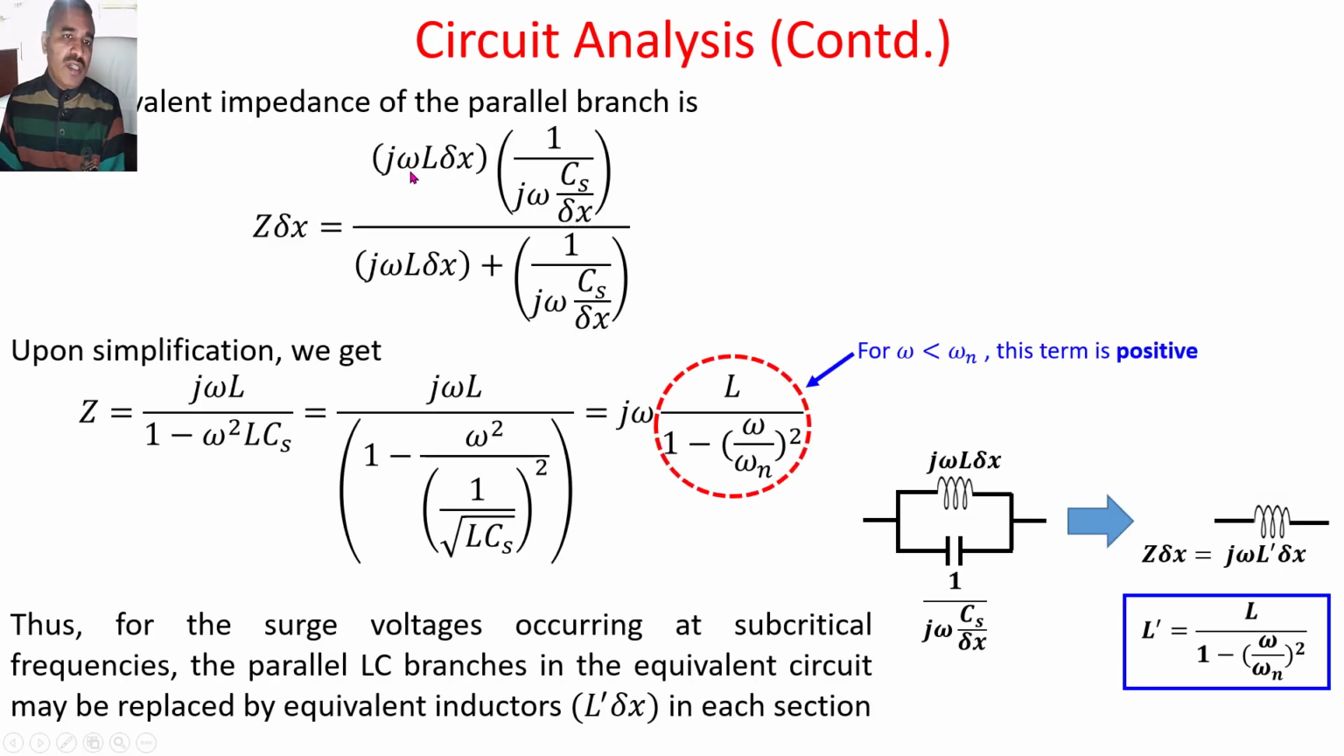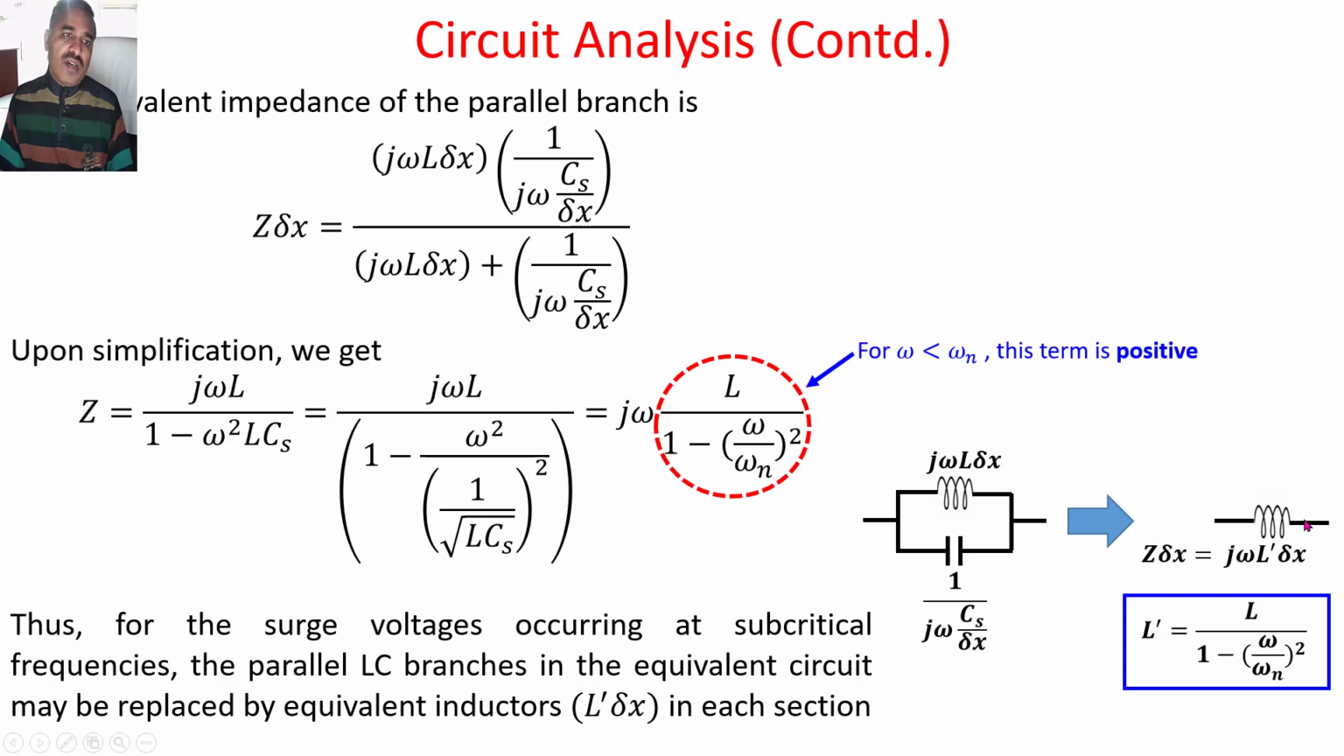Now the equivalent impedance can be found using this formula, and upon a little simplification, you can show that it becomes j omega into L by 1 minus omega by omega n whole square. This quantity is a frequency dependent inductance that can be introduced into the system. So the capacitance can be ignored or removed in the circuit analysis, and a frequency dependent inductance introduced instead. So Z delta X is equal to j omega L dash into delta X.